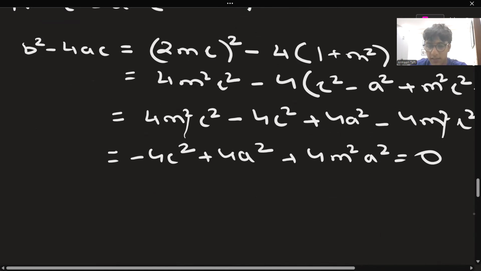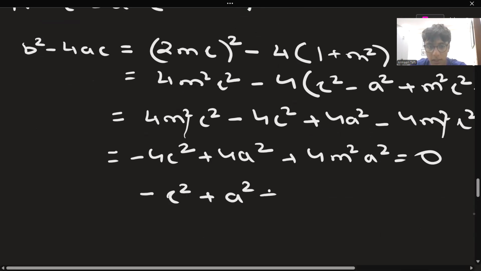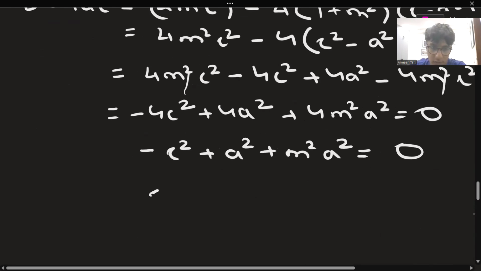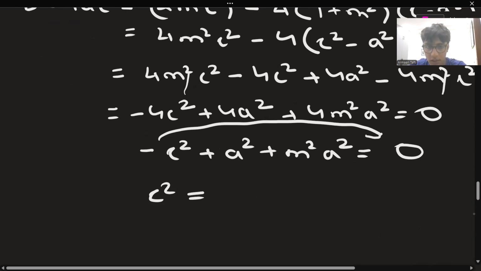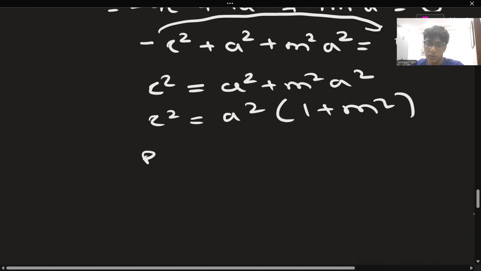Okay, by the way, before we do that, we can just divide the entire equation, both sides of the equation by 4, right? Because it's 0, 0 by 4 is 0. So we can write this as minus c square plus a square plus m square a square is equal to 0. Okay, now we just isolate c square, right? So c square, if I take it to the RHS, is equal to a square plus m square a square. So c square, if I take out a square common, 1 plus m square, which is exactly what we had to prove.